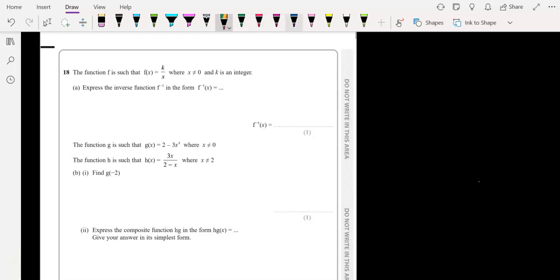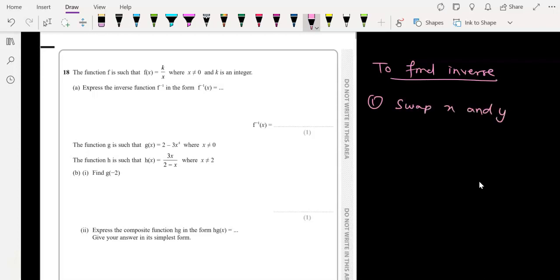So now to find the inverse of a function, we need to remember only these two steps. Step number one, you swap x and y. Step two, solve for y. Whatever is the answer for y, that is your required answer. And f of x and y are the same, so in place of f of x I can write y.